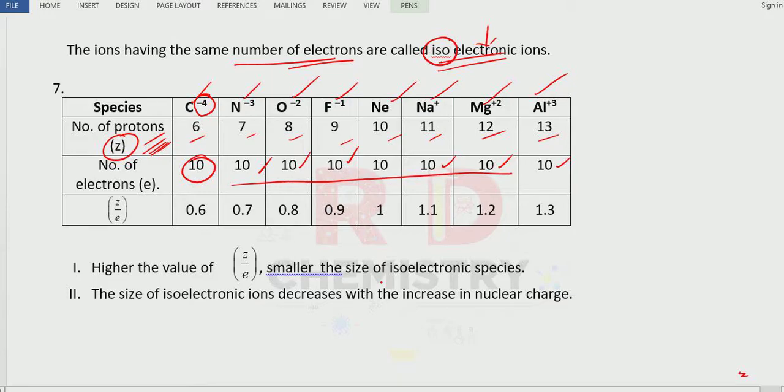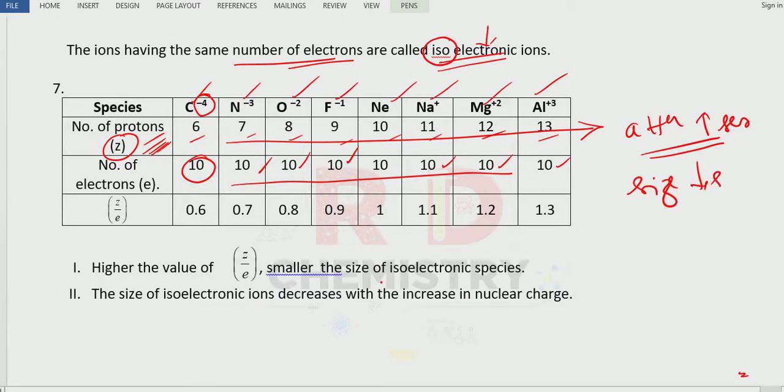But along this period, in this series, the proton number goes on increasing, the number of electrons is the same. When the number of electrons is the same and the number of protons goes on increasing, what will happen? Attraction increases between the nucleus and the electrons. As a result, size decreases. Remember student, when the number of electrons is the same but the number of protons goes on increasing, attraction increases between the nucleus and the electrons, therefore size goes on decreasing.